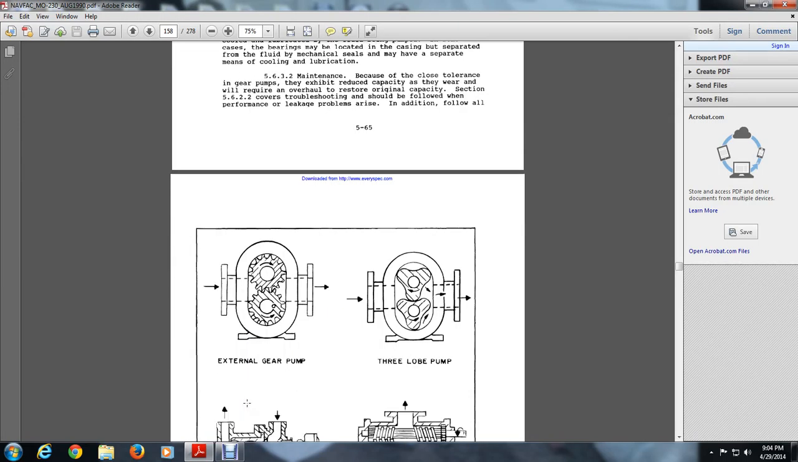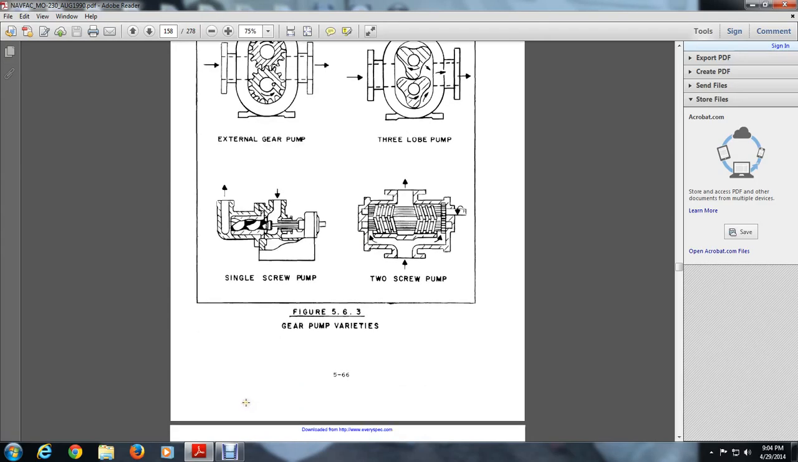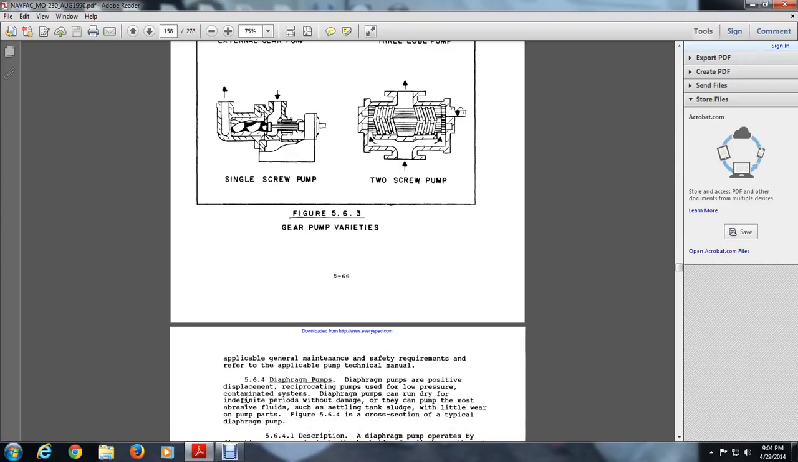Here you see rotary pumps. There are external gear pumps and a three-lobe pump, and a single screw pump and a two-screw pump. These are gear pump varieties in figure 563. For applicable general maintenance and safety requirements, refer to the applicable pump technical manual.